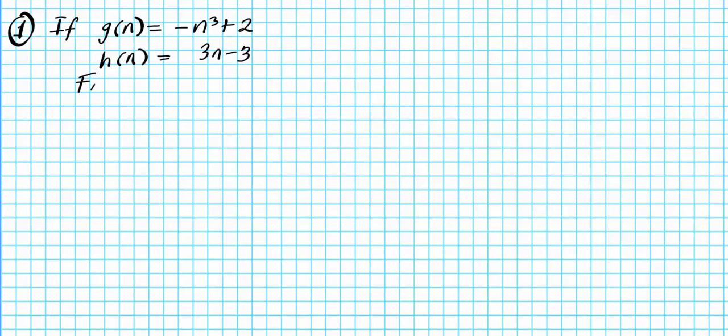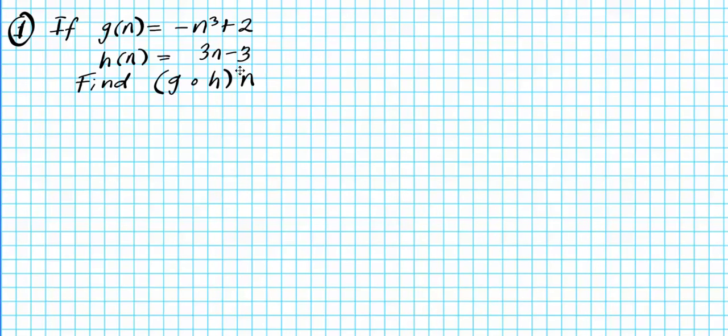All right, so let's go over the following example, question number 1. Let's say g of n is equal to negative n to the third plus 2, and h of n is equal to 3n minus 3. The task is to find g composed with h of n.